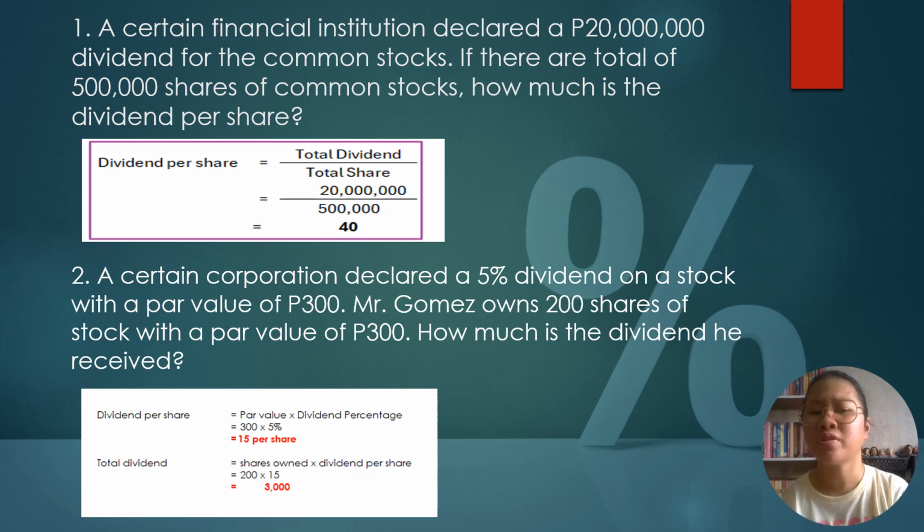A certain corporation declared a 5% dividend on a stock with a par value of 300 pesos. Mr. Gomez owns 200 shares of stock with a par value of 300 pesos. How much is the dividend he received? To find the dividend per share in this example, multiply the par value of 300 by the dividend percentage, which is 5%. Therefore, the dividend per share is 15. Then just multiply the dividend per share of 15 by the number of shares owned by Mr. Gomez, which is 200. Thus, the amount he received is 3,000 pesos.